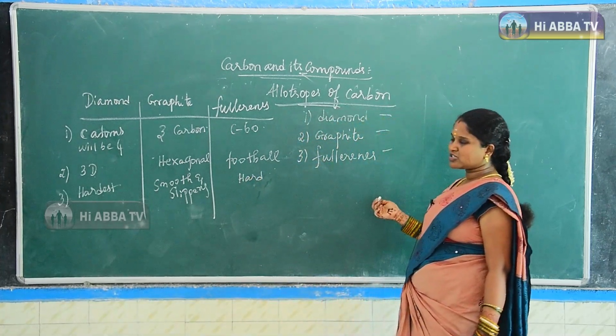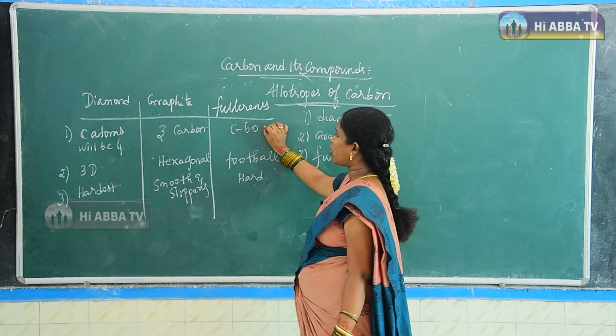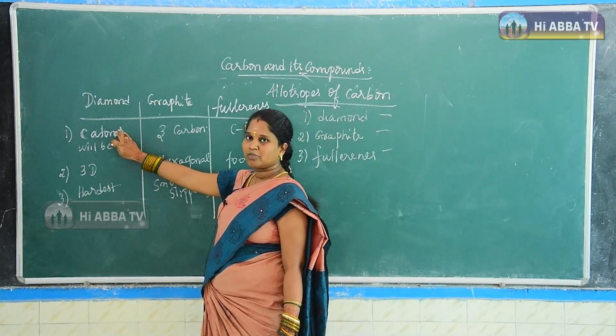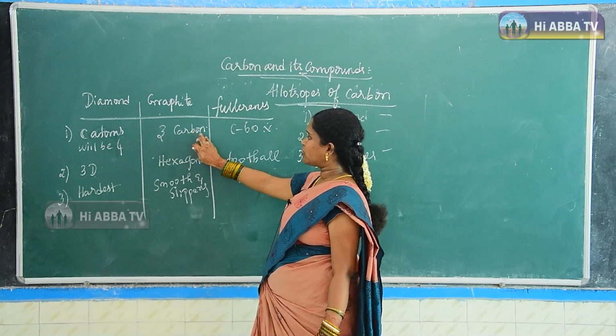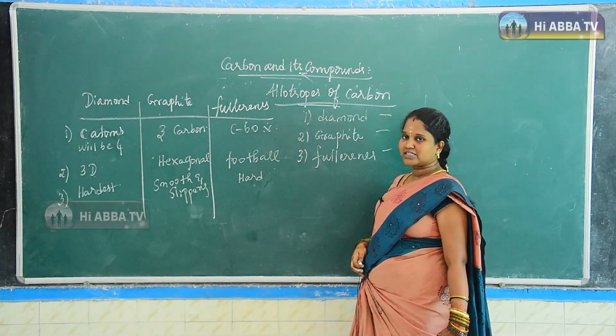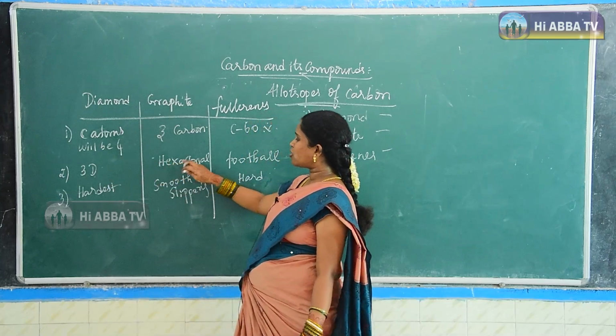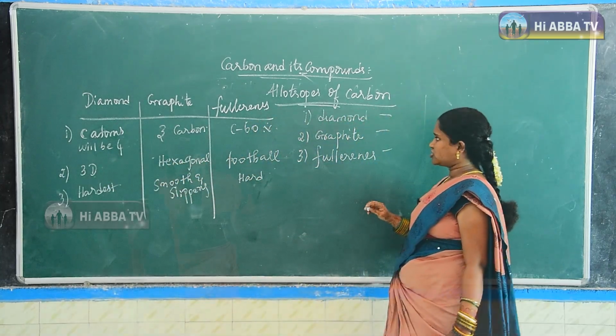Okay, so just for a 1 mark question you have to know how many carbon atoms will be connected. In diamond there will be 4, in graphite there will be 3, and in fullerenes there will be 60, and the shapes will be 3D shape, hexagonal shape and football shape.